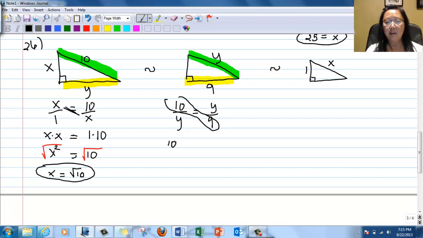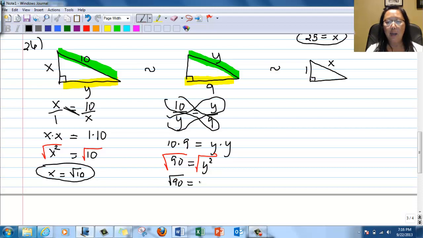When you crisscross these two, you get 10 times 9. Crisscross these two, you get y times y with an equal sign in between. 90 equals y squared. To solve for it, we square root both sides. And we're going to get root 90 is equal to y. There you go. Okay? So we solve for it.